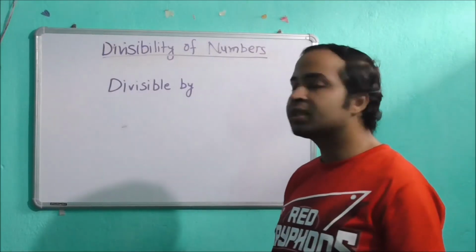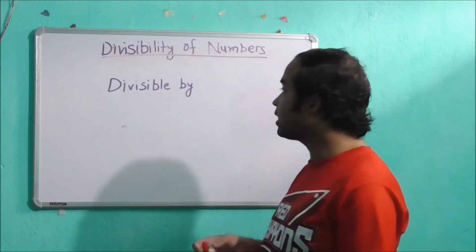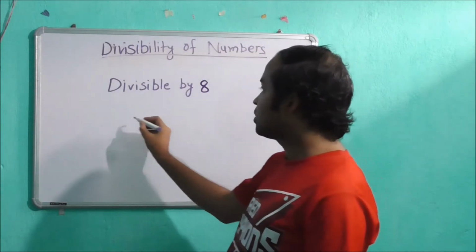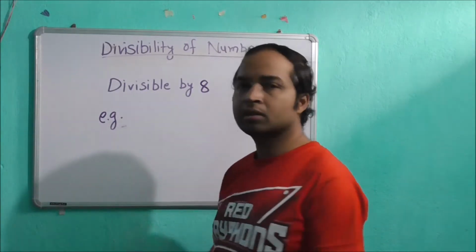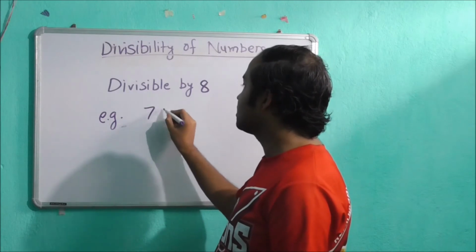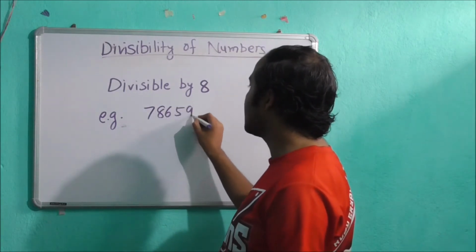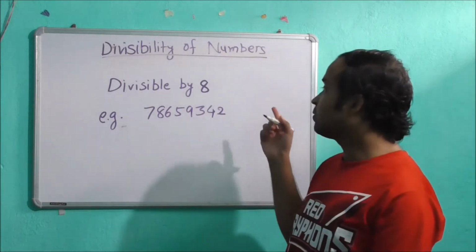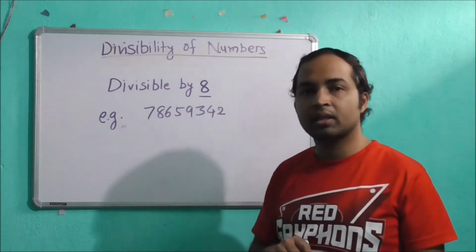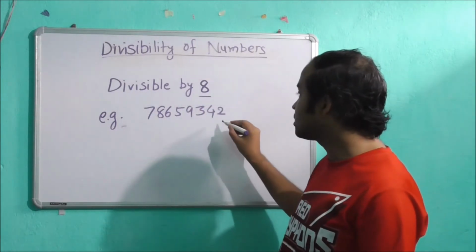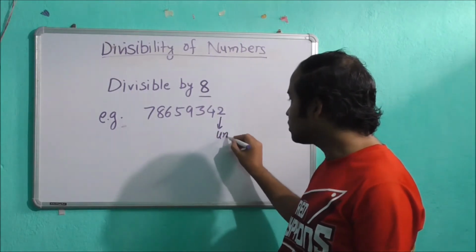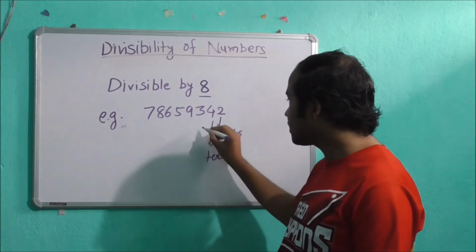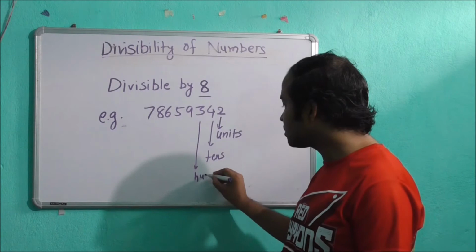Now we will check whether any number is divisible by 8. Now this is completely different. Let's take an example: the number 78659342. When we need to check whether this number is divisible by 8, we check the units, tens and hundreds.